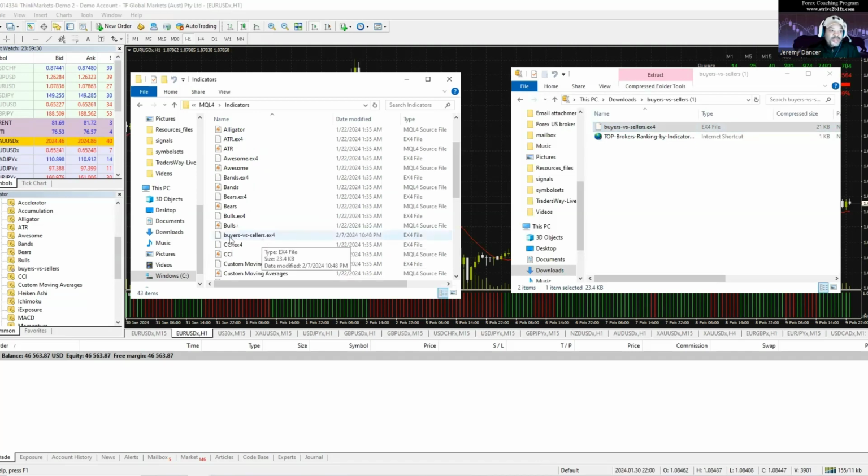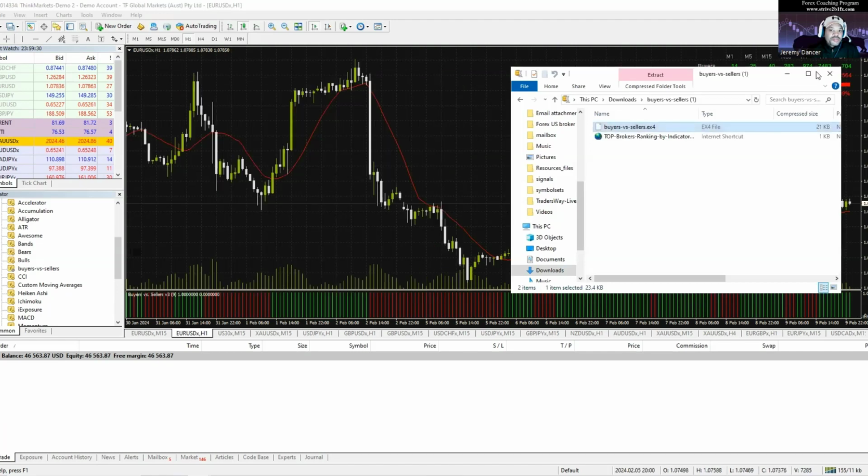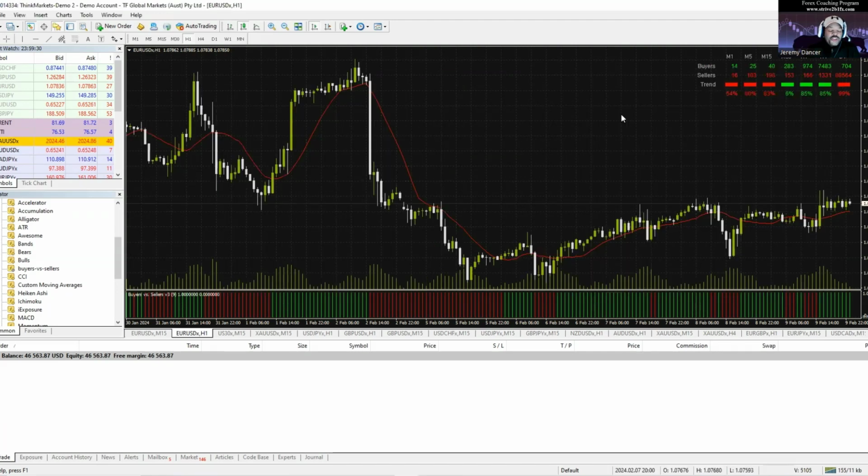And then once you see it right there, you go ahead and close both of these. And then you're going to have to close your MetaTrader 4 and reopen it in order for the new indicator to show up. And then go to your navigator window, and you should see buyers versus sellers right there. And simply drag it onto the chart, and you're all set from there.